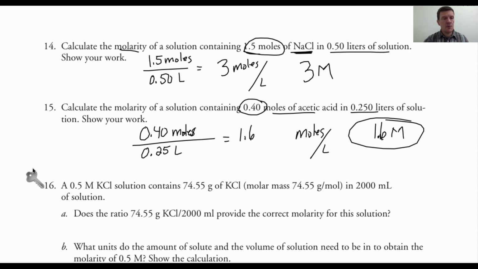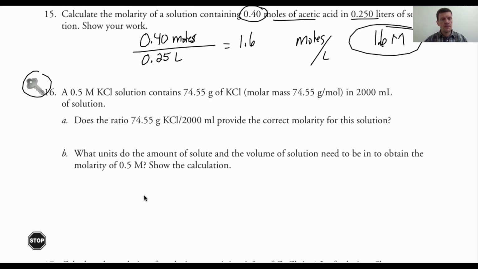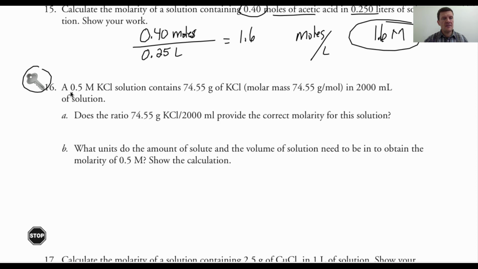All right, key point here. Key point here, number 16, we are looking at a 0.5 molar. This time they're giving you the molarity. Did you notice that? They're giving you the molarity here, and now they're giving you the mass of potassium chloride, and then they're also giving you here the volume of the solution. Lots of numbers there. We're going to have to figure out what those values are going to be used for.